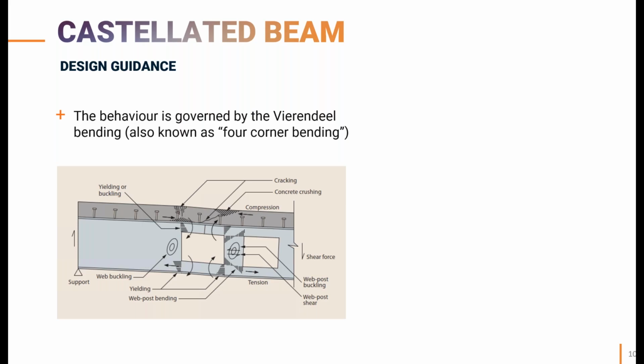The design rules given in the SCI publication are valid for beams with rectangular, circular, or elongated circular openings. And according to the guide, again, it is also essential to maintain a uniform web thickness. And I'm saying this because we can also create beams by welding two different cross sections, and the web thickness may vary along the height of the beam.